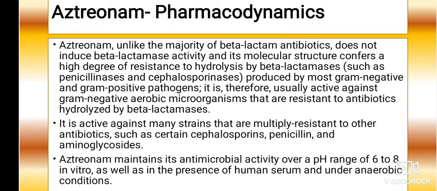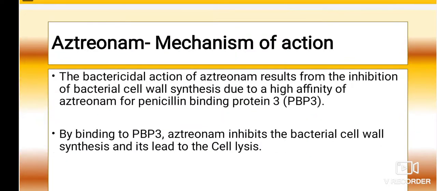Then, aztreonam maintains its antimicrobial activity over a pH range of 6 to 8 in vitro, as well as in the presence of human serum and under anaerobic conditions. If the pH is 6, 7 or 8, in that pH range it maintains its antimicrobial activity. This is an important point.